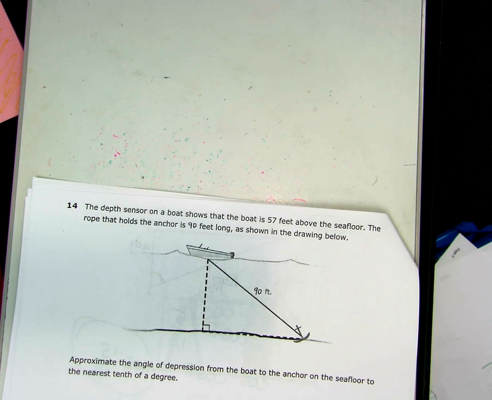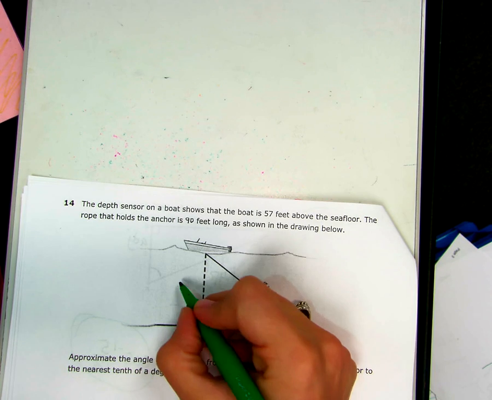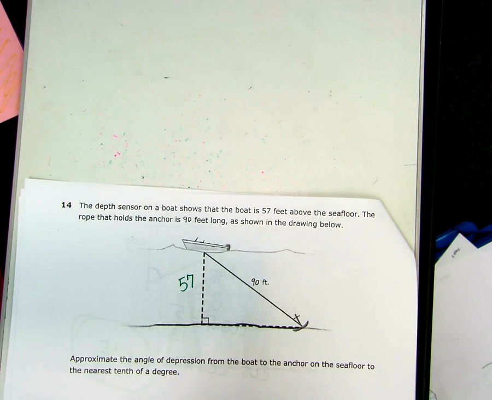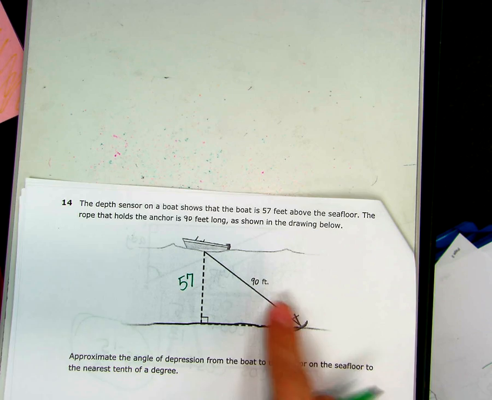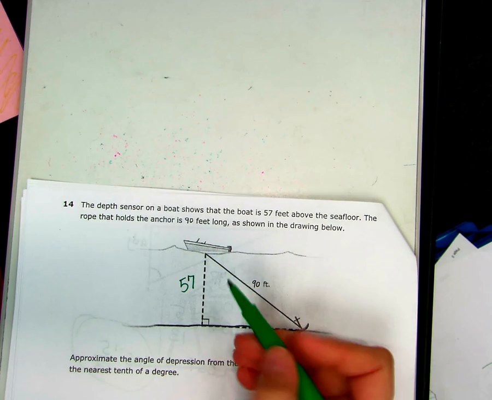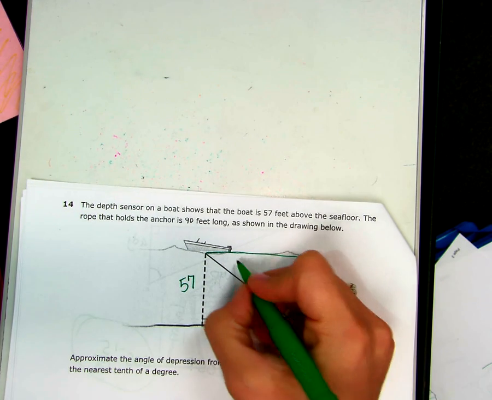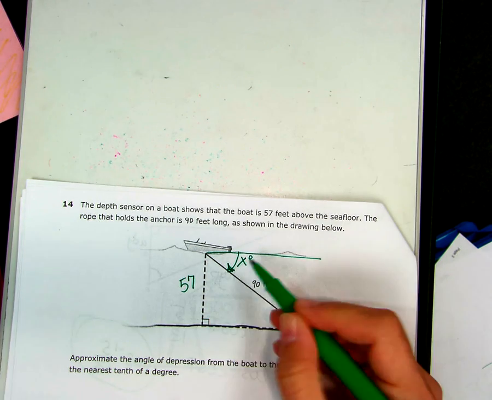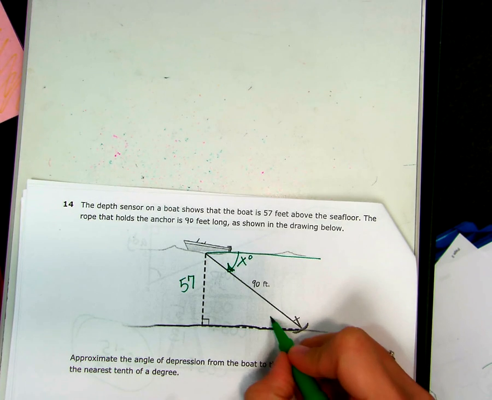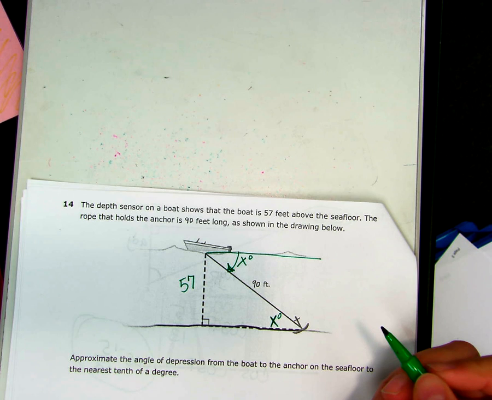14. The boat is 57 feet above the seafloor, so we're going to put 57 right there. The rope is 90 feet long. We want to find the angle of depression. All right, so angle of depression is looking down. So that would be this angle right here. So in the triangle they've drawn, we're talking about this angle down here.